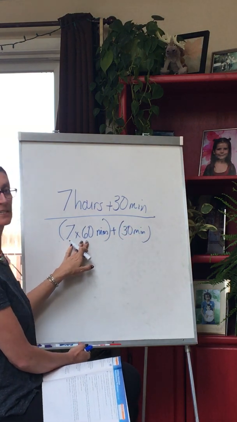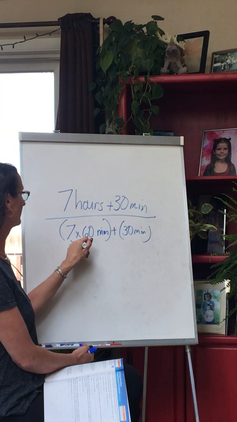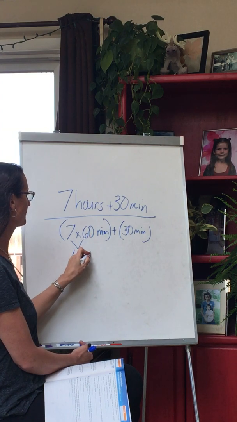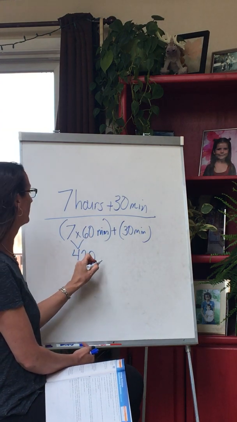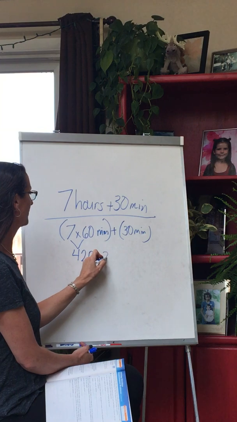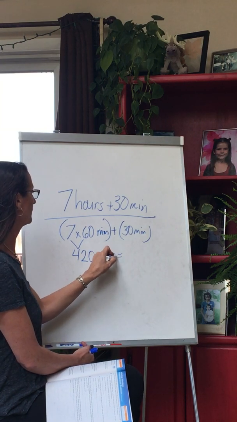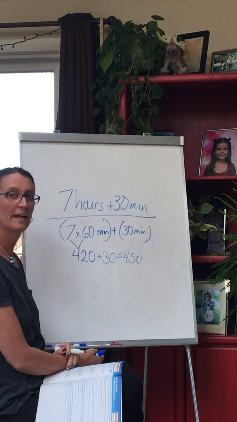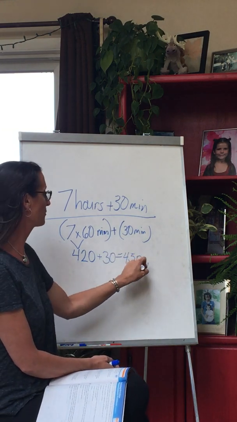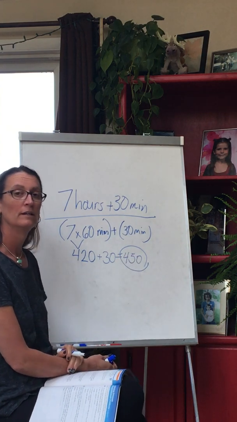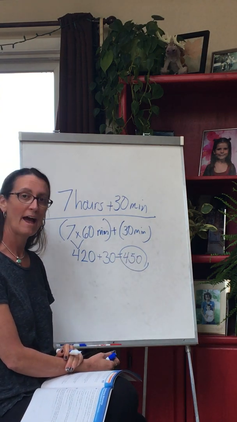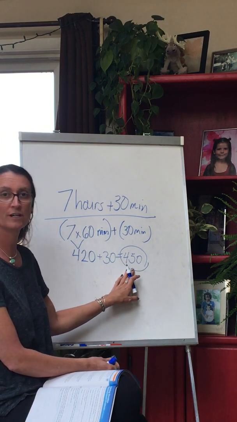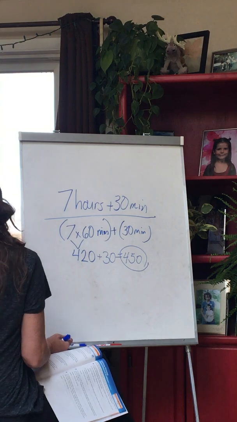So 7 times 60, so I know 7 times 6 is 42. So 7 times 60 is 420 plus 30 equals 450. And so I know that full session is 450 minutes. But if the half session is exactly half of that, then we need to split that 450 into 2 groups.